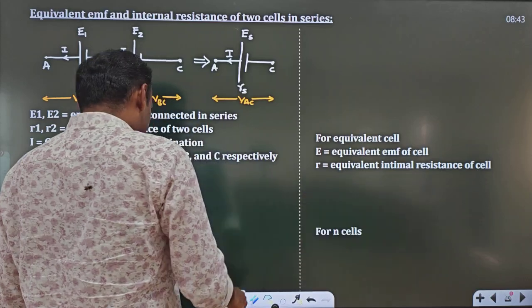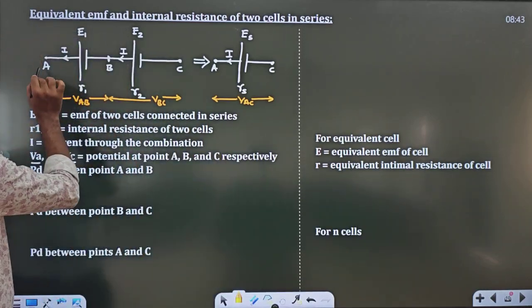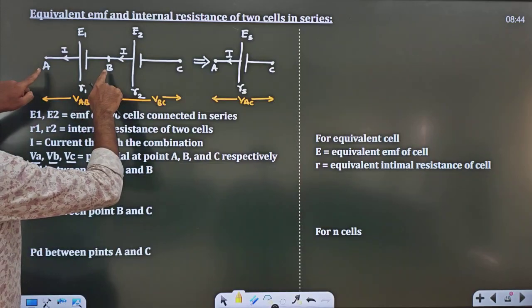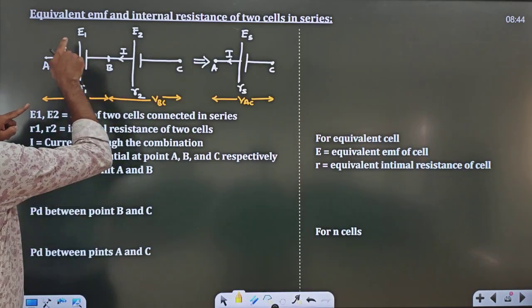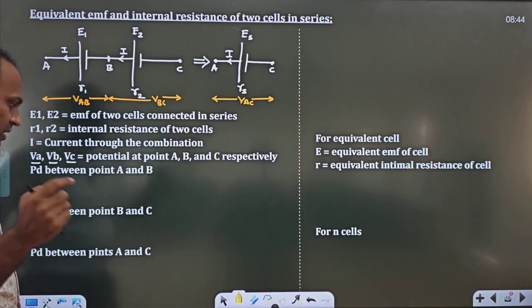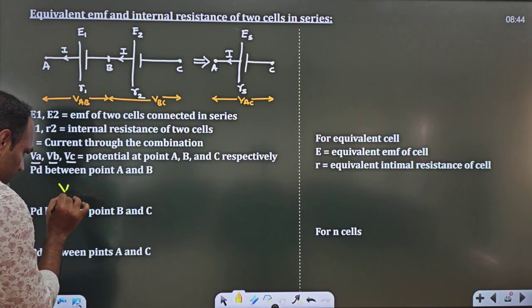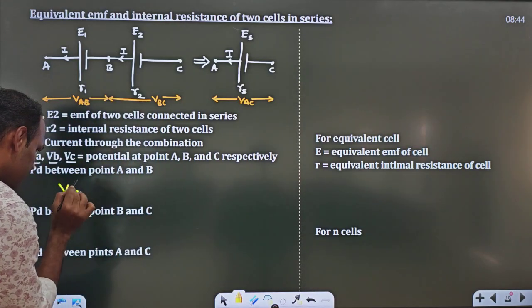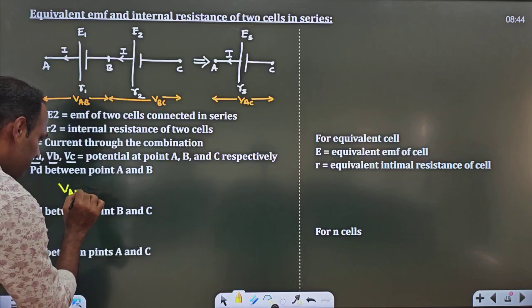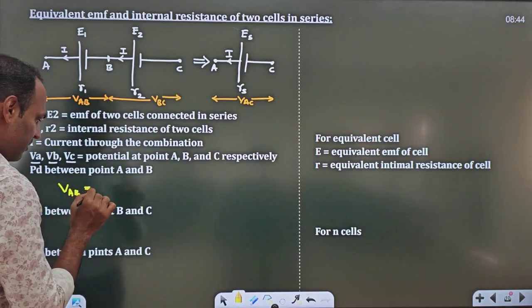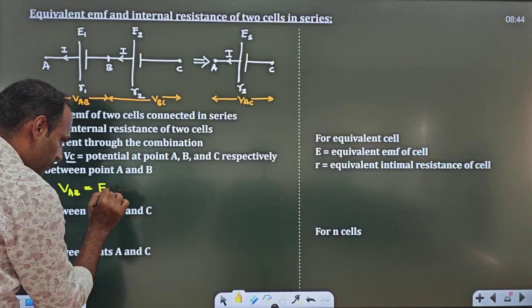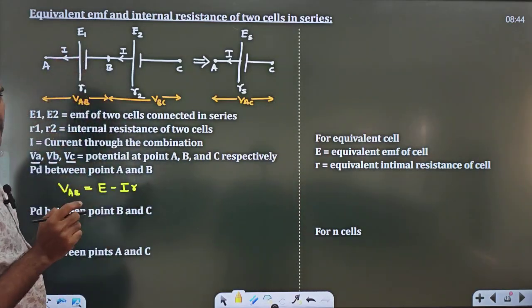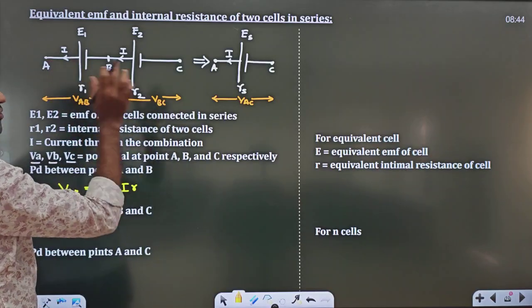Here they are asking us to write the potential difference between A and B. Potential difference between A and B means the terminal potential difference of this cell. So I will write the terminal potential difference of the cell as VAB. VAB will be equal to E minus IR. The same terminal potential difference formula I am applying for the first cell.